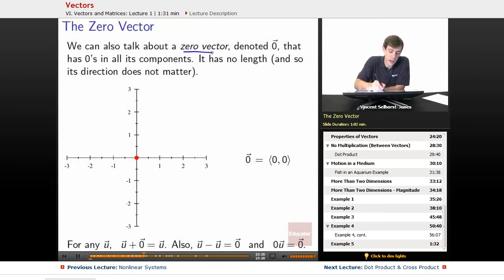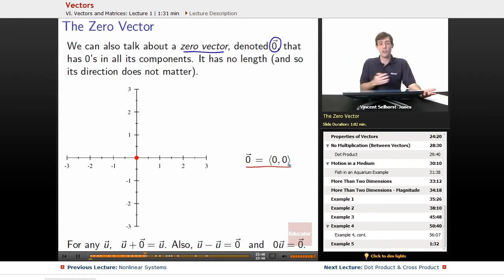All right. We can also talk about a 0 vector. We denote the 0 vector with that same arrow on top of a 0, and it has 0 in all of its components. So it'll be nothing but zeros as the vector. It has no length, right? It just lives at the origin. And since it has no length, its direction doesn't matter. So here's an example, the 0, 0, 0 vector, 0, 0, right? It's just sitting at the origin. Its distance from the origin is nothing because it's currently at the origin.